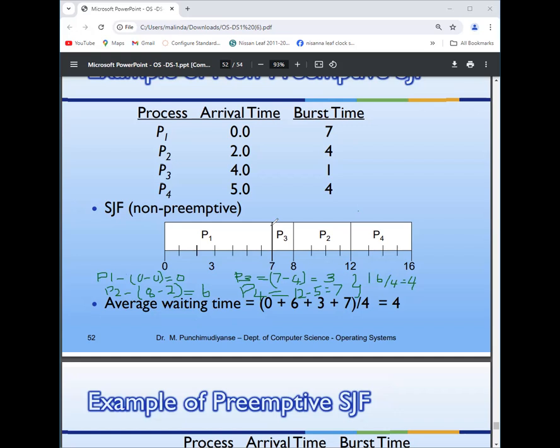Have you understood the points? Did you understand how I calculated the waiting time?